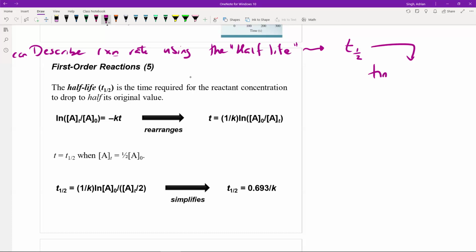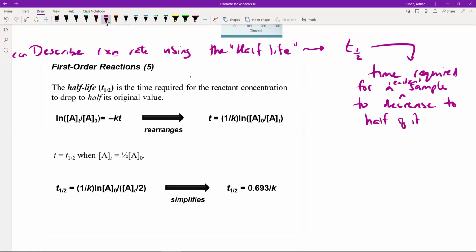It's the time required for a sample, or reactant, to decrease to half of its original value, whatever that original value actually is. So that's how we define the half-life of something: the time needed for the reactant to drop to half of its original value.